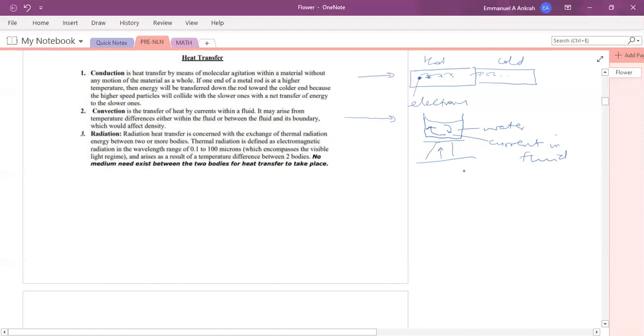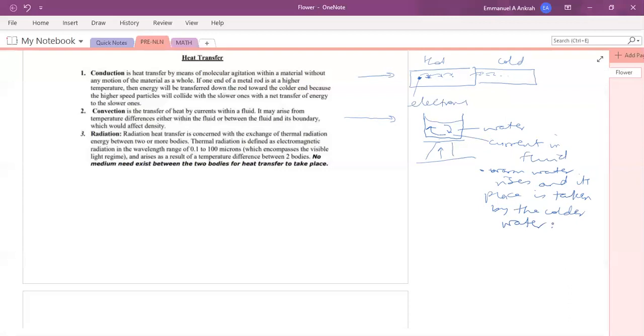So the warm water rises, and its place is taken by the colder water. So that's what is happening. Like a current is created within the fluid. So the bulk of the substance moves when we talk about convection.